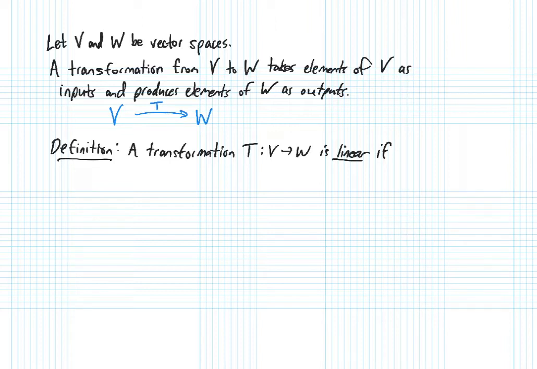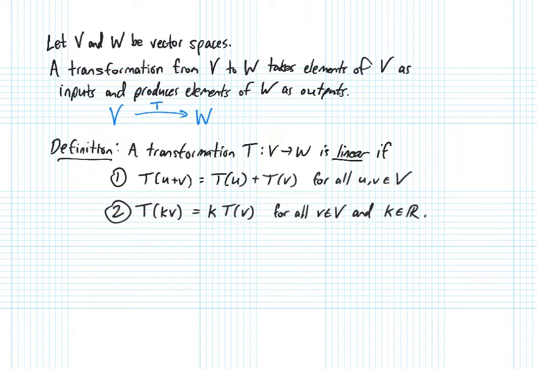And then, just like we did with vectors in Rn, you can define what it means for a transformation to be linear. And in fact, the definition is exactly the same. A transformation from V to W is linear if T of u plus v is equal to T of u plus T of v for all vectors u and v in the vector space V, and T of k times v is equal to k times T of v for all vectors v and all scalars k.